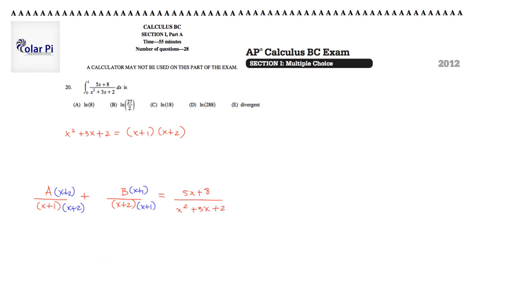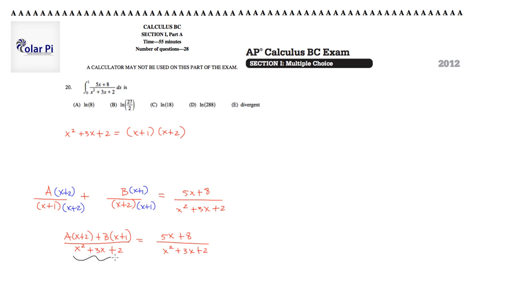Now that we've got the denominators all the same, let's write them with a common denominator. And if we multiply these out, that common denominator is x squared plus 3x plus 2. So that denominator is identical to the denominator on the right side. But the numerator on the right side is 5x plus 8, whereas the numerator on the left side is A times x plus 2 plus the constant B times x plus 1. Of course, capital A is also a constant, right?